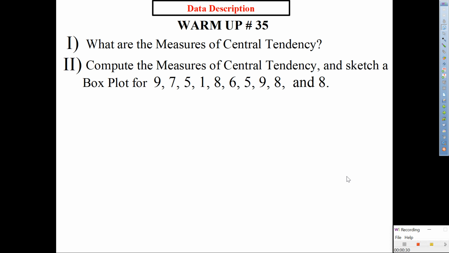Thank you very much. Number one, what are the measures of central tendency, Andres? Hands up if you got that. Yes, okay, just a reminder. Let me look through the work.